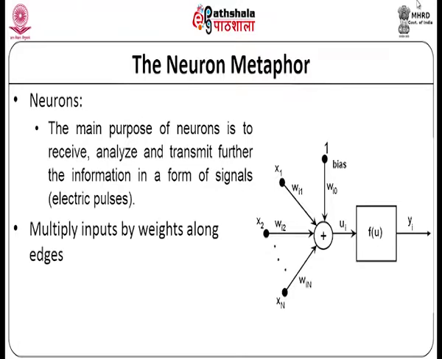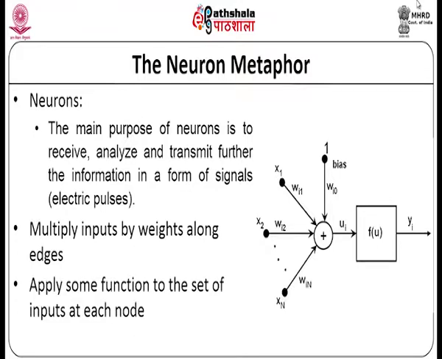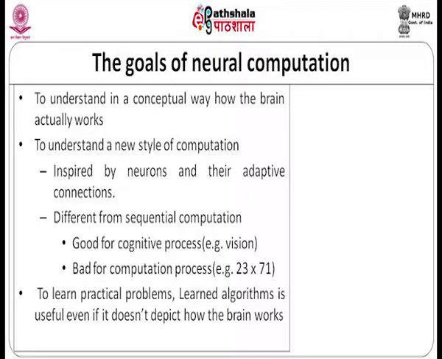Similarly, the neuron metaphor that we have drawn in the figure here consists of a number of inputs x1 to xn, and each of these inputs is weighted by weights along the edges. Then after we consider all those weighted inputs, we apply some function to this set of inputs at each node. So, that is the neuron metaphor.